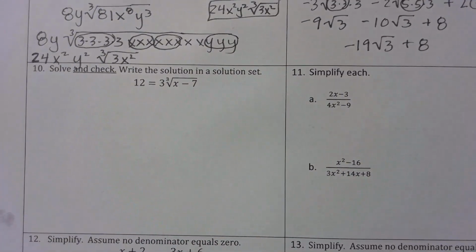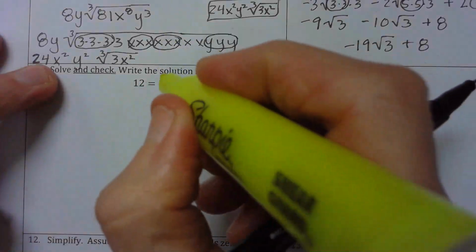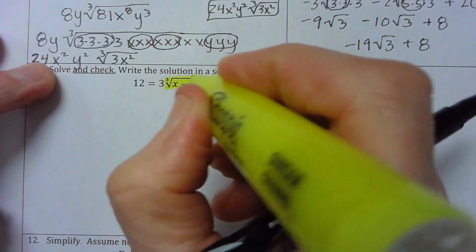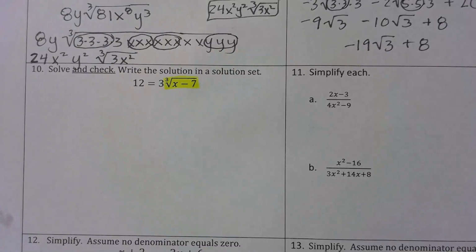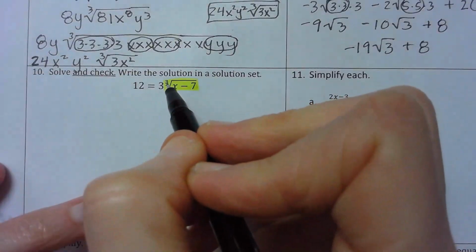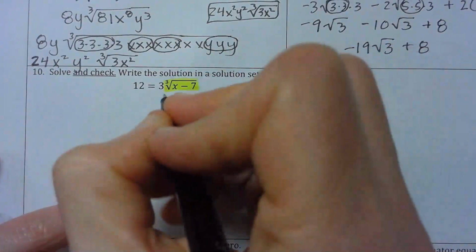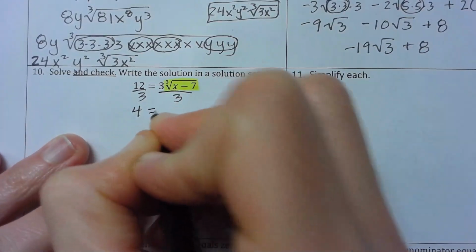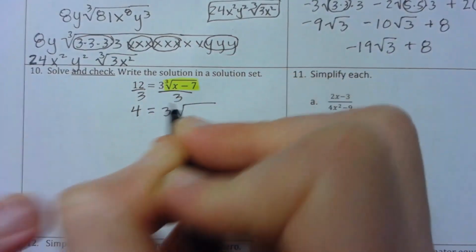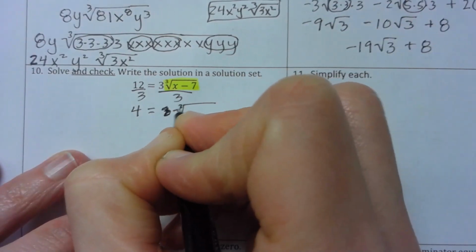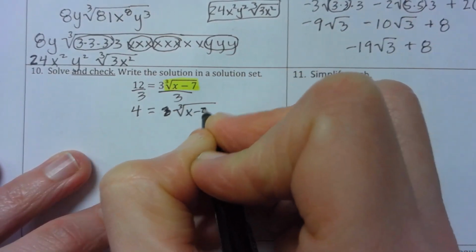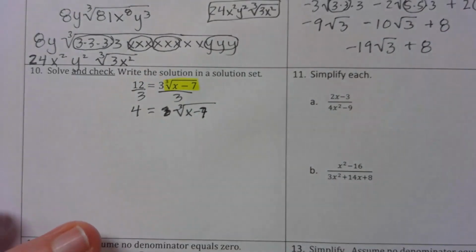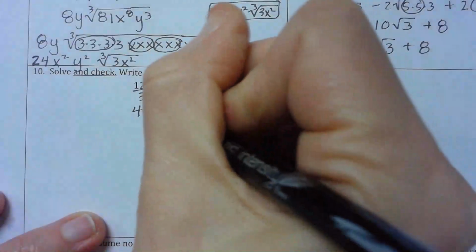Solve and check. Another radical equation. I'm going to solve this by isolating the cube root first. This says 3 times the cube root of x minus 7. So I'll start this by dividing by 3. Oops, I don't need that. Cube root of x minus 7. I was doing so well with the pen until right now. Now I've made 2 mistakes.